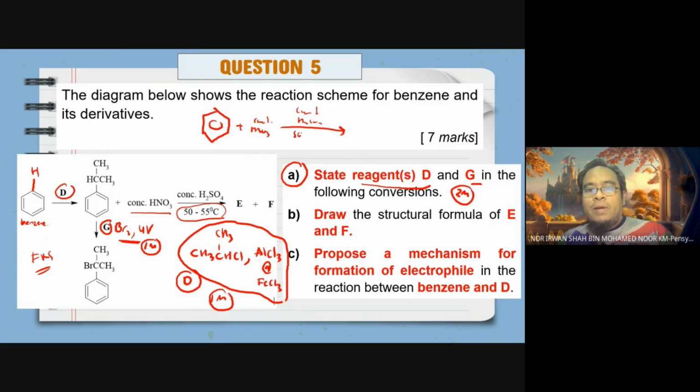Kita panaskan pada temperature 50 to 55 degree Celsius. So apakah berlaku? Kita akan dapat nitrobenzene. Maksudnya salah satu hidrogen akan digantikan dengan nitro. Kita akan dapat nitrobenzene. Sebab ini nitration kan?